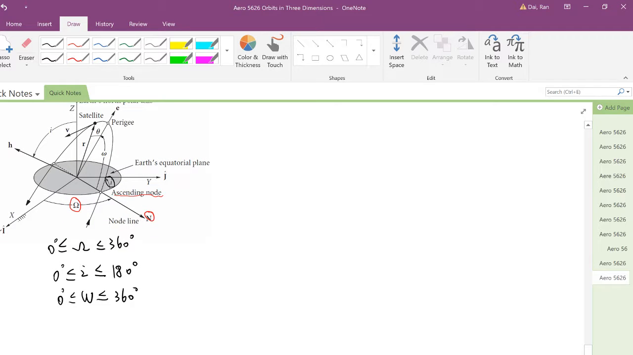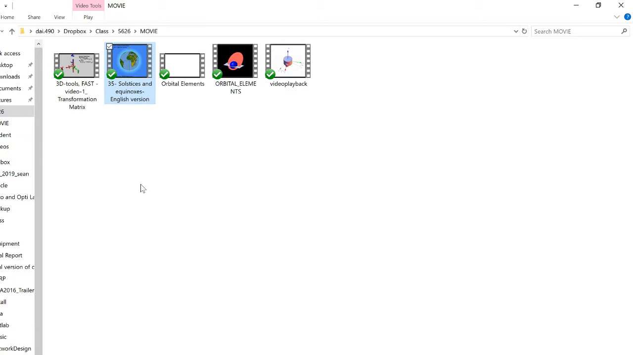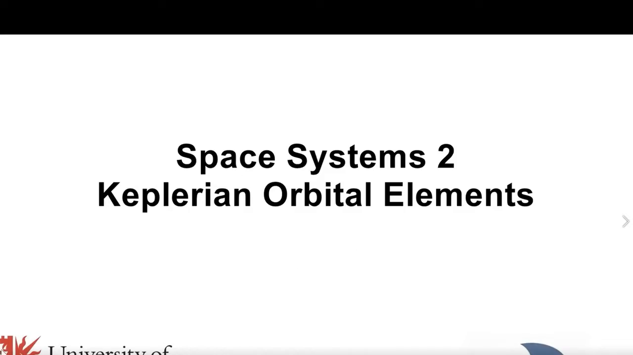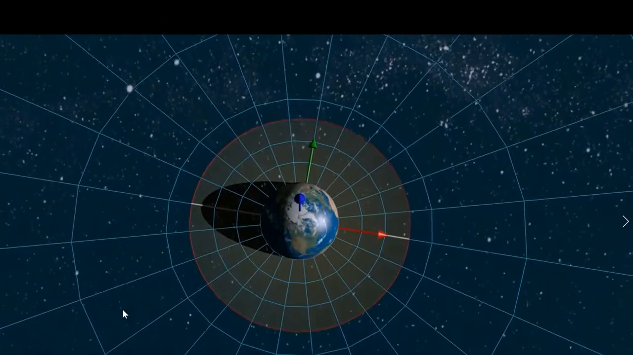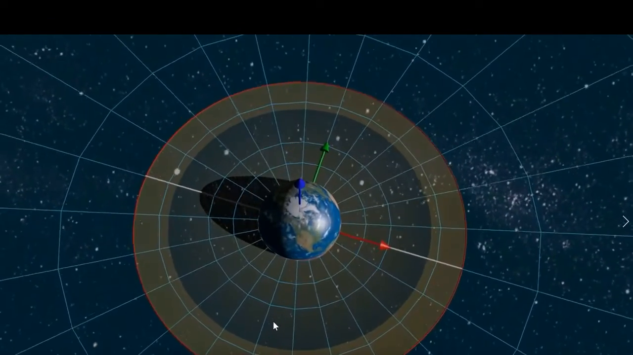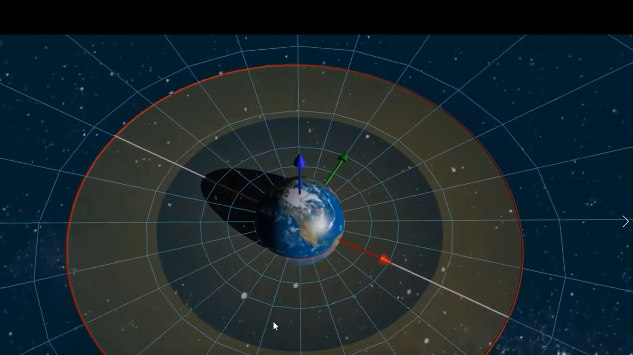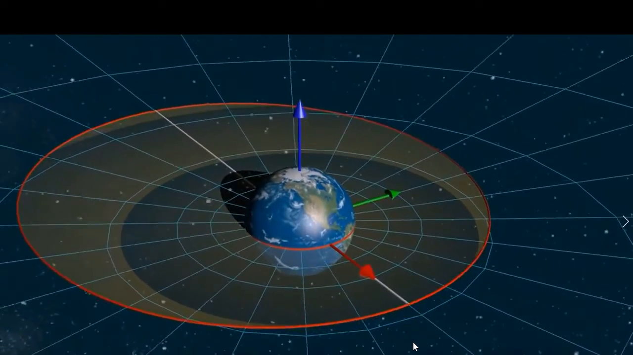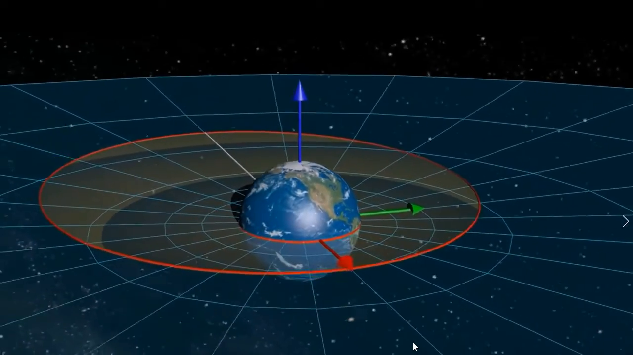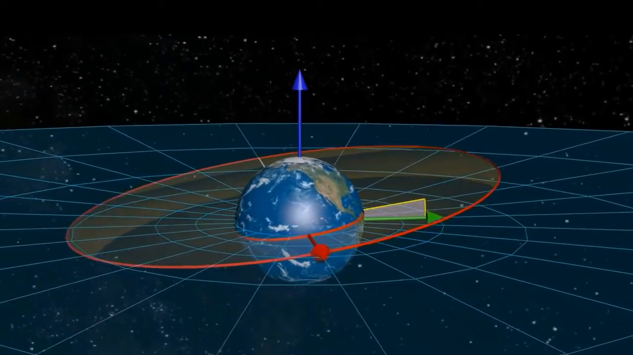To better illustrate the orbital elements, we may use a movie again. The movie I found first shows an animation that defines the orbital elements. It's the semi-major axis first. It defines the size. Next, the eccentricity defines the shape of the orbit. So this is just two-dimensional.